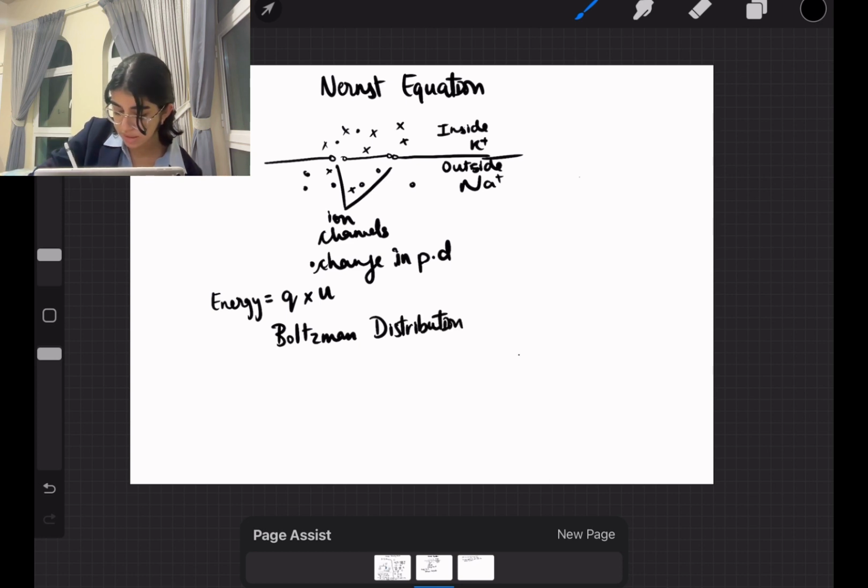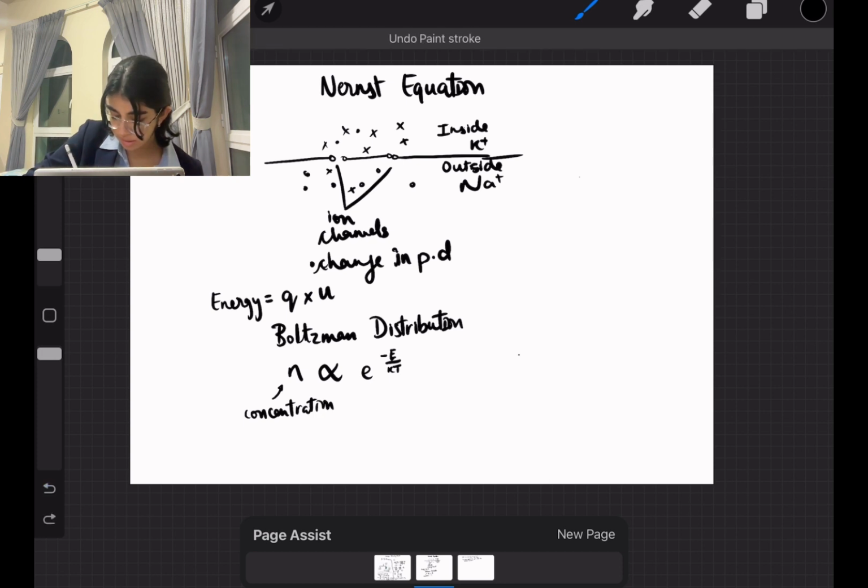And this can be represented using the formula n is proportional to e to the power of negative E divided by kT, where n is the concentration, E is the energy, k is the Boltzmann constant, and T is the temperature.